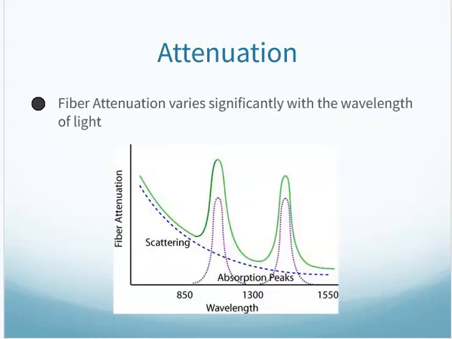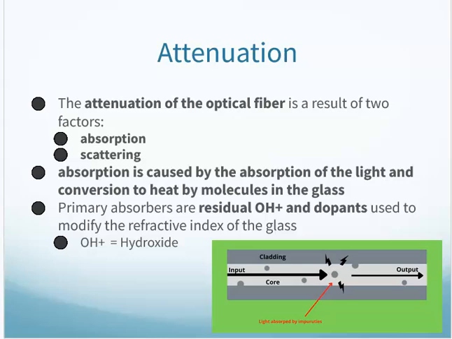Now the fiber attenuation is going to vary with the wavelength of light. As we talked before, and we'll talk again now, at certain wavelengths, the signal attenuates a large amount, if you will. So that's why we tend to transmit in these areas around those large attenuation bands, in the 850, in the 1300, in the 1550. The reason being, the attenuation of optical fiber is a result of two main factors, absorption and scattering.